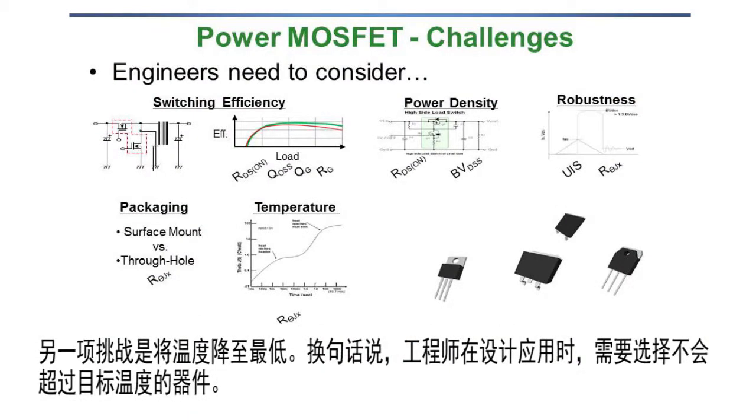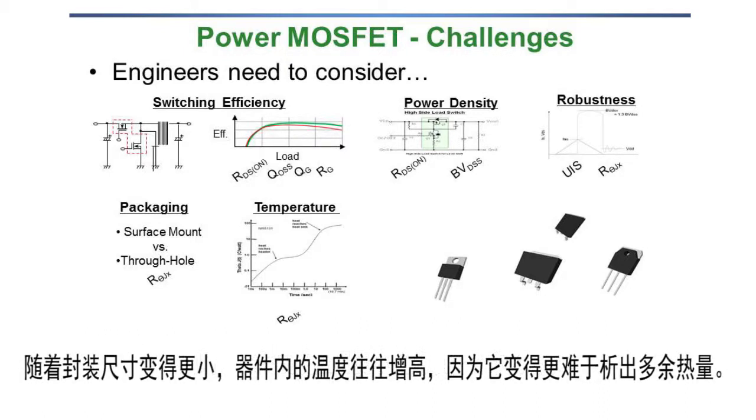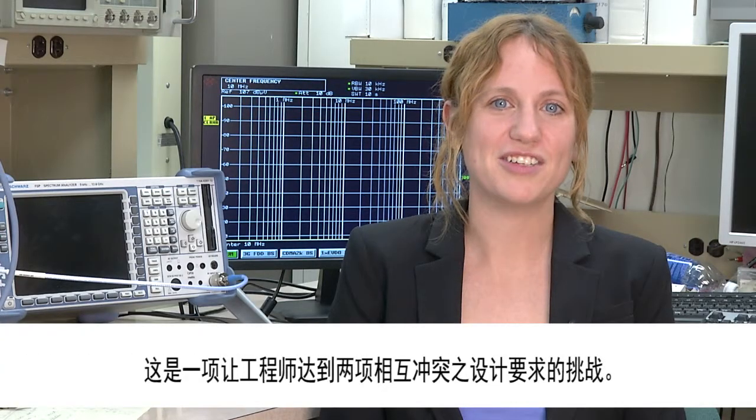The other challenge is to minimize temperature. In other words, engineers need to select a device that does not exceed a designated temperature when they design applications. Meanwhile, you need to make applications smaller and thinner to meet market demands. As package size gets smaller, the temperature inside of the device tends to get higher as it becomes more difficult to extract excess heat. This is a challenge for engineers to accomplish 2 contradictory design requirements.